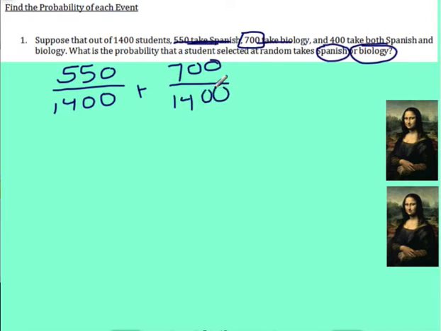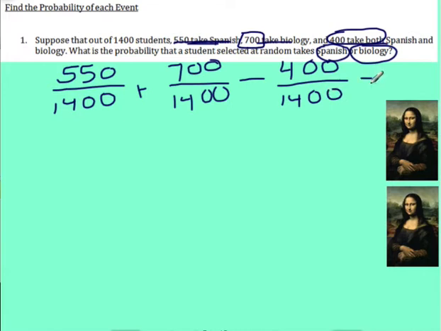Once we've gotten the before and after from the previous note sheet, that's where we stopped. But what we're adding today is that we now have to subtract the probability that it's both. So there's 400 taking both, and I'm going to subtract off the probability that it is both.